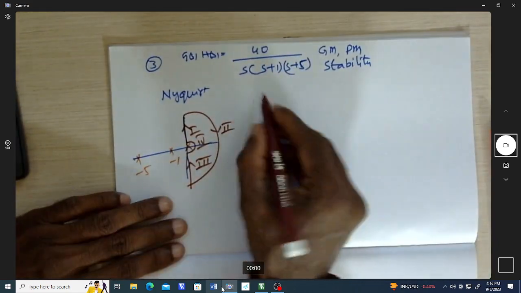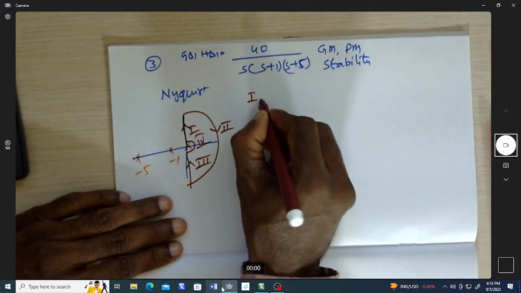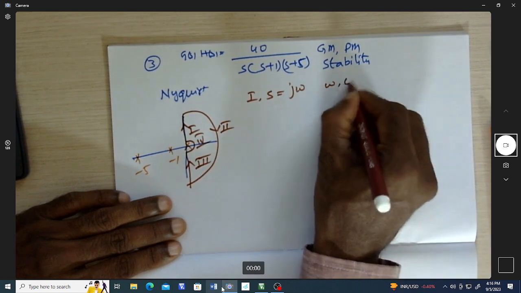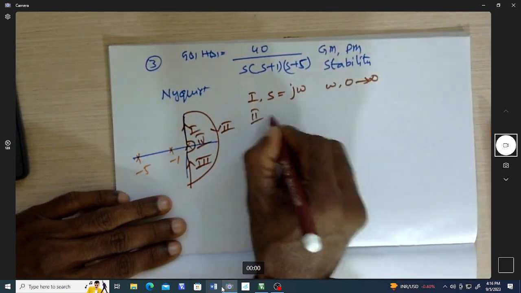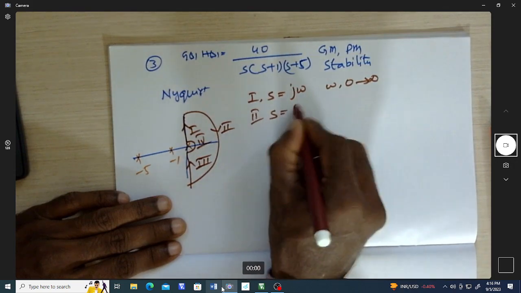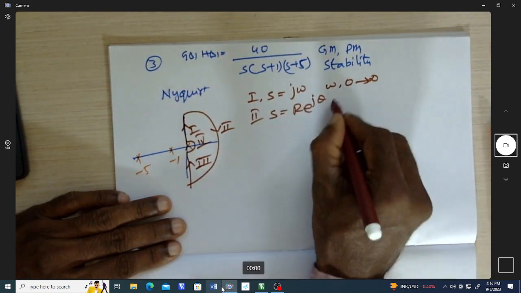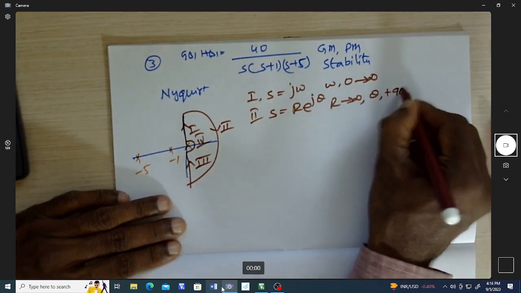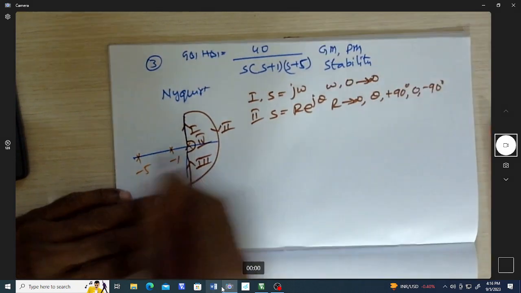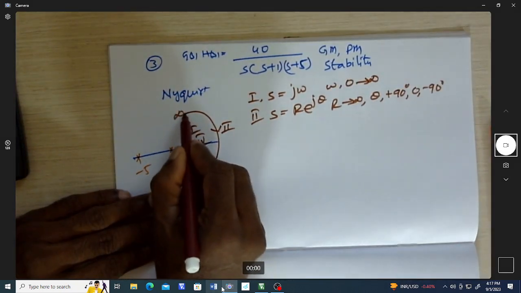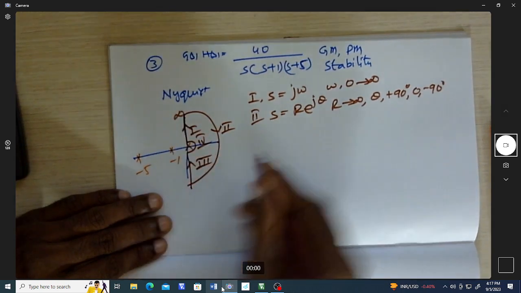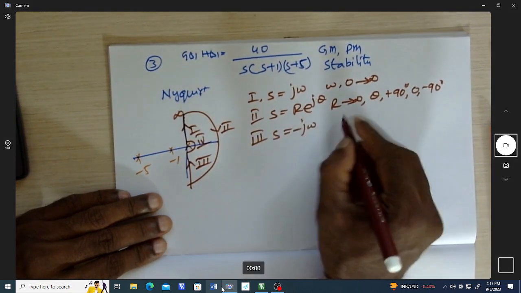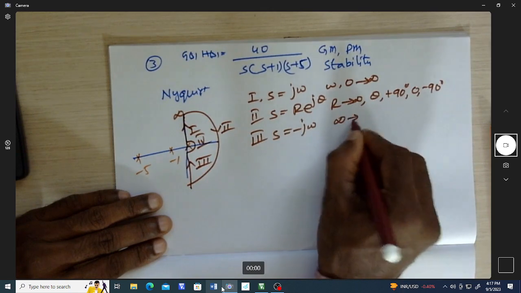Of course, let us write what the value of S is in each segment. In the first segment, the value of S is j omega, where omega ranges from 0 to infinity. In the second segment, S is r e power j theta, where r is tending to infinity, whereas theta is ranging from plus 90 degree to 0 to minus 90 degree. The third segment is exactly the mirror image of the first segment, where omega ranges from infinity to 0.